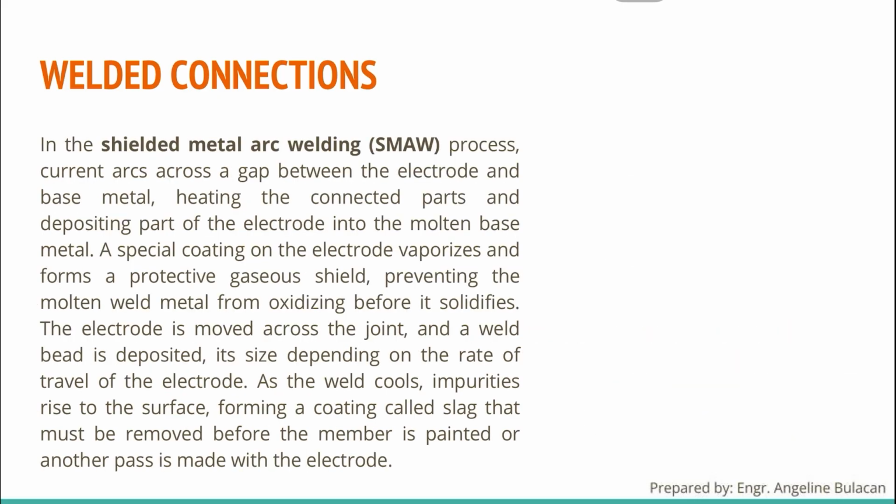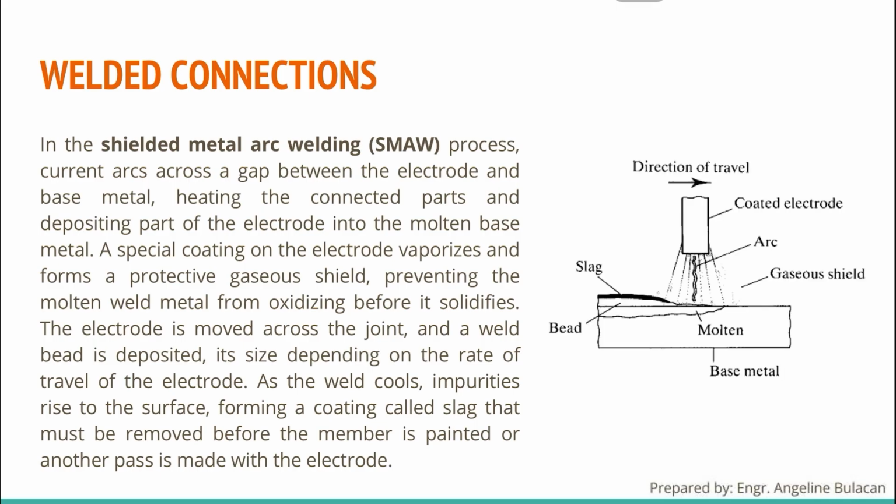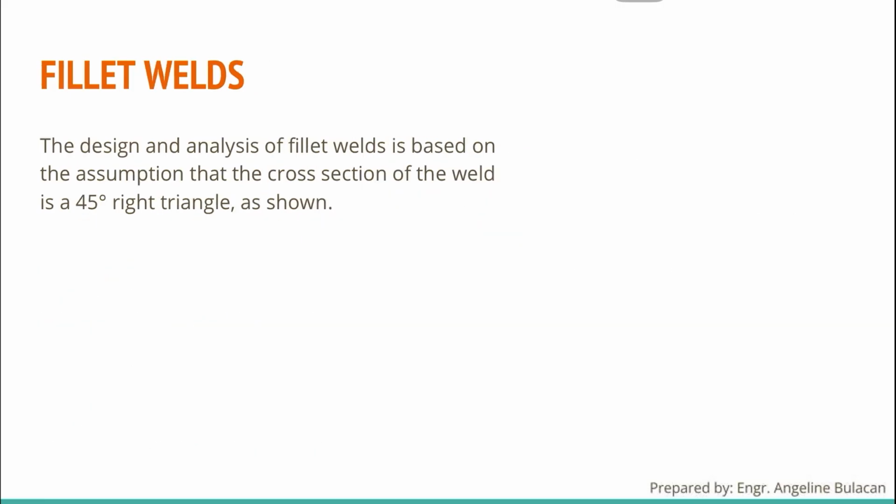One common process class is the shielded metal arc welding, or SMAW. An electrical current arcs between an electrode and the base metal, melting both. The electrode is coated to form a protective gas shield, preventing oxidation. As the weld cools, slag forms and must be removed before painting or applying another weld pass.